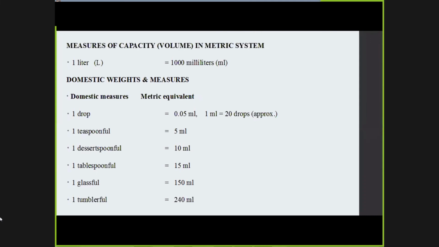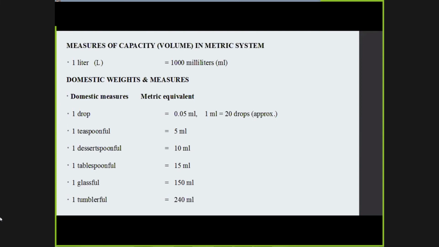And patients would not be knowing these terminologies. So commonly teaspoons and tablespoons are available in almost all houses. Okay. And if not teaspoon, tablespoon, you can say small spoon, big spoon in that way.